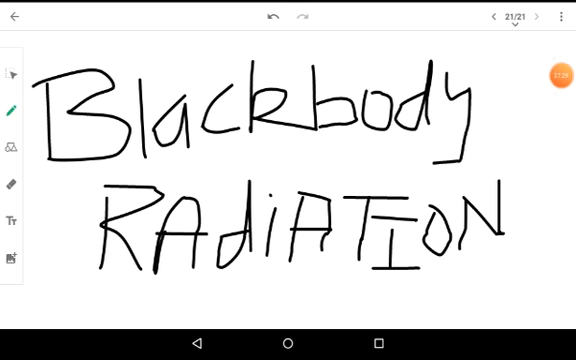Okay, so blackbody radiation. Blackbody radiation is a very simple concept. People don't actually study this concept because it sounds weird. I know it's a very scary name, but actually this is a very simple topic, and I can finish this in only one slide, half a slide actually. This is a very easy topic.